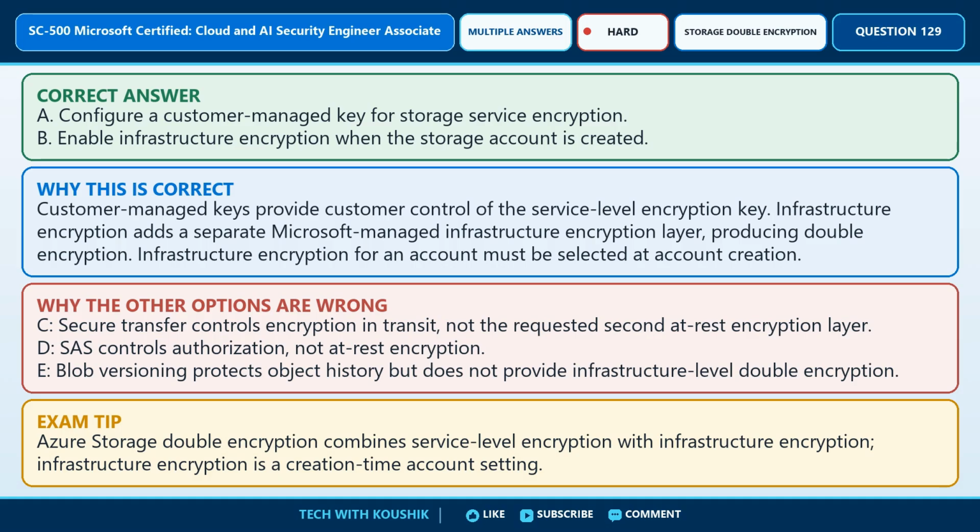The alternatives can be eliminated because C, secure transfer controls encryption in transit, not the requested second at-rest encryption layer. D, SAS controls authorization, not at-rest encryption. E, blob versioning protects object history but does not provide infrastructure-level double encryption. Keep this examination point in mind. Azure Storage Double Encryption combines service-level encryption with infrastructure encryption. Infrastructure encryption is a creation time account setting.